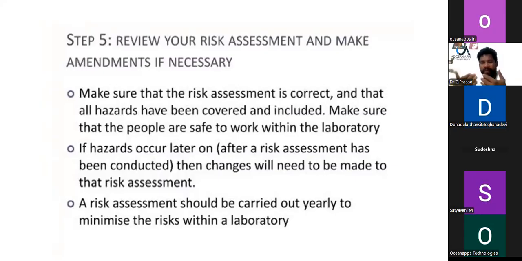If anything in it still needs to be followed, or something must be done compulsorily, then you have to do that. Make sure that the risk assessment is correct and all hazards have been covered and included. Make sure that the people are safe to work within the laboratory.